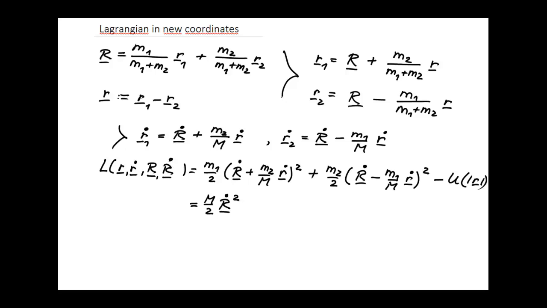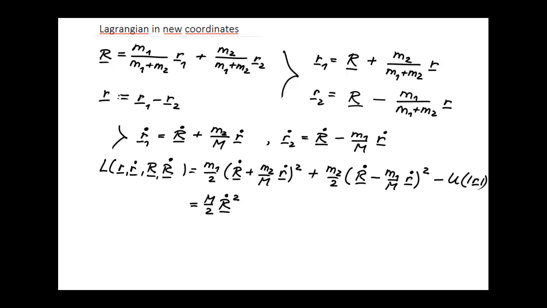Right, then we have these mixed terms. From the first bracket we get 2 times capital R dot scalar product with little r dot times m2 over total mass, and then multiplying this in front with m1 over 2. So we really have m1 times m2 divided by total mass times the velocity of the center of mass, scalar product with the relative velocity. That's a mixed term that we get from the first bracket squared.